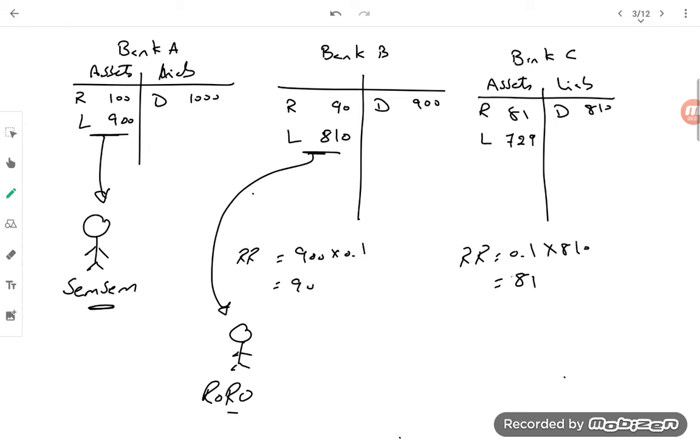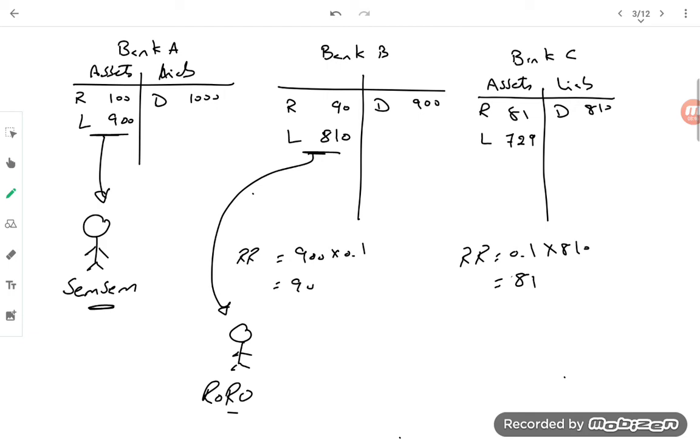And the other one is going to deposit this money in another bank, and so on, and this process is going to continue until the final deposit is equal to 0. There is no additional deposit that can be made. This is known as the deposit creation process.